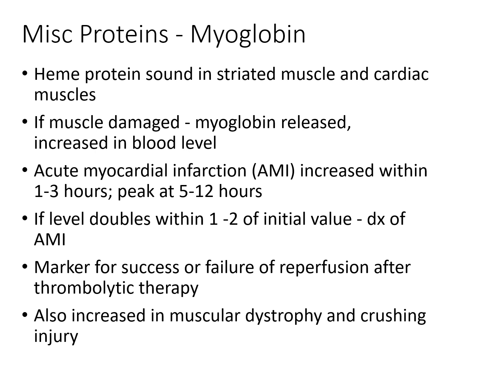Some miscellaneous proteins, we have myoglobin. This is the heme protein that's found in striated muscles and cardiac muscles. If muscle is damaged, myoglobin is released, which leads to an increased level in the blood. In an acute myocardial infarction, myoglobin increases within 1 to 3 hours and it will peak at 5 to 12 hours. If the level doubles within 1 to 2 hours of the initial value, it confirms the diagnosis of an acute myocardial infarction. This will serve as a marker for success or failure of perfusion after thrombolytic therapy, and it can also be increased in muscular dystrophy and crushing injury of muscles.